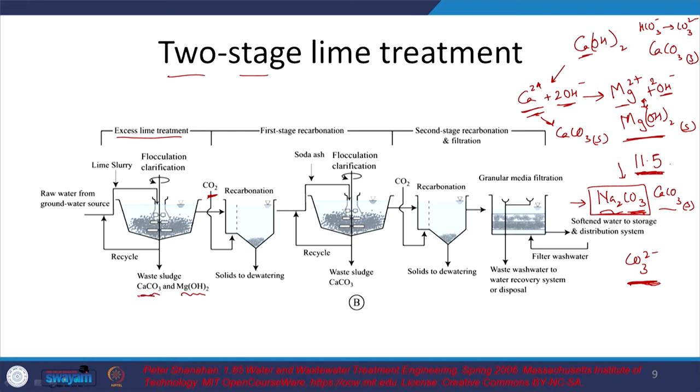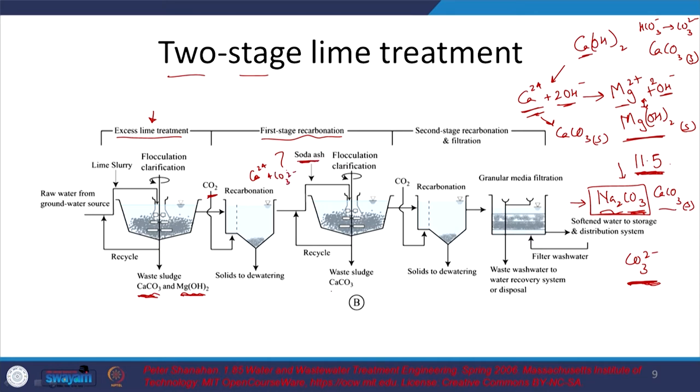Here I'm removing the calcium carbonate hardness and then the magnesium hardness, and then I'm adding carbon dioxide to add some CO3 2- and bring down the pH slightly to around 10.5. And then I'm going to add soda ash. So, first stage recarbonation. Why soda ash? Because I have calcium from this excess lime treatment. Where is this excess lime? And so for that I need to add CO3 2-, that is why soda ash is being added.